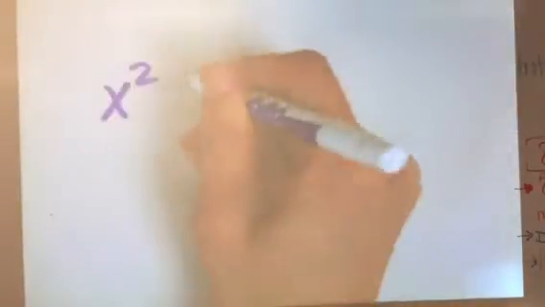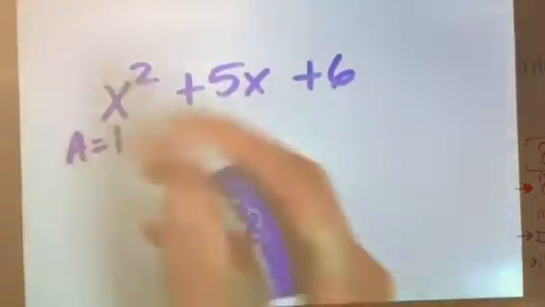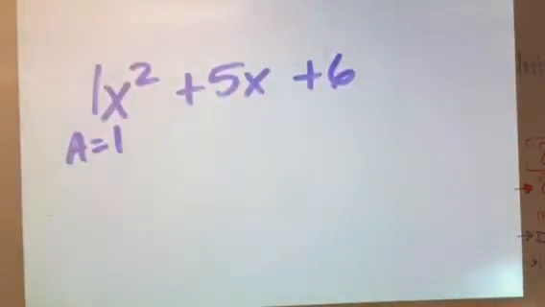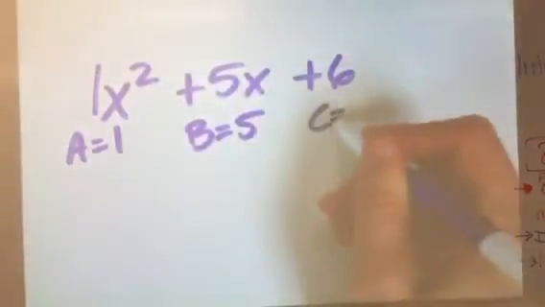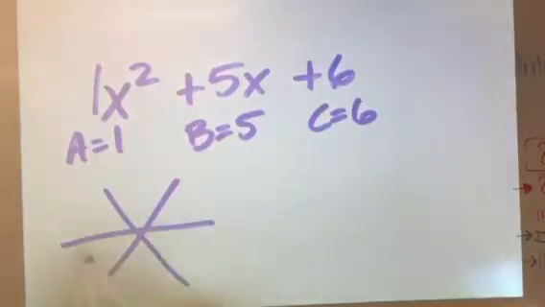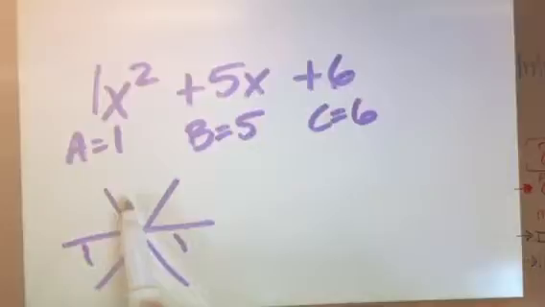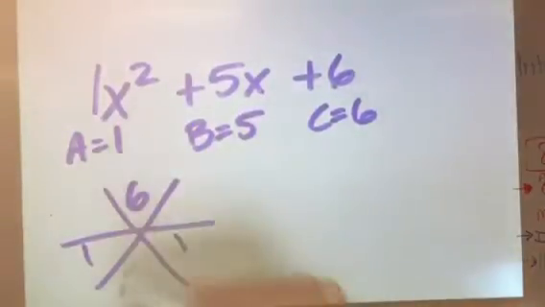So let's do an example. If I wanted to factor x squared plus 5x plus 6, a equals 1 because that's the coefficient of the x squared term, b equals 5, and c equals positive 6. Diamond, so I'm going to be dividing by a, which is divide by 1. I have a product of a times c, 1 times 6 is 6. I have a sum of 5.